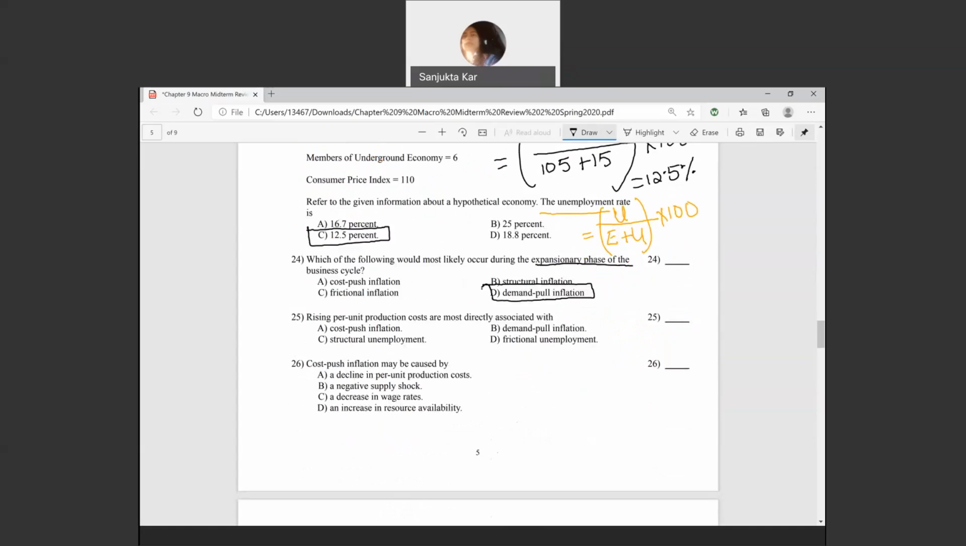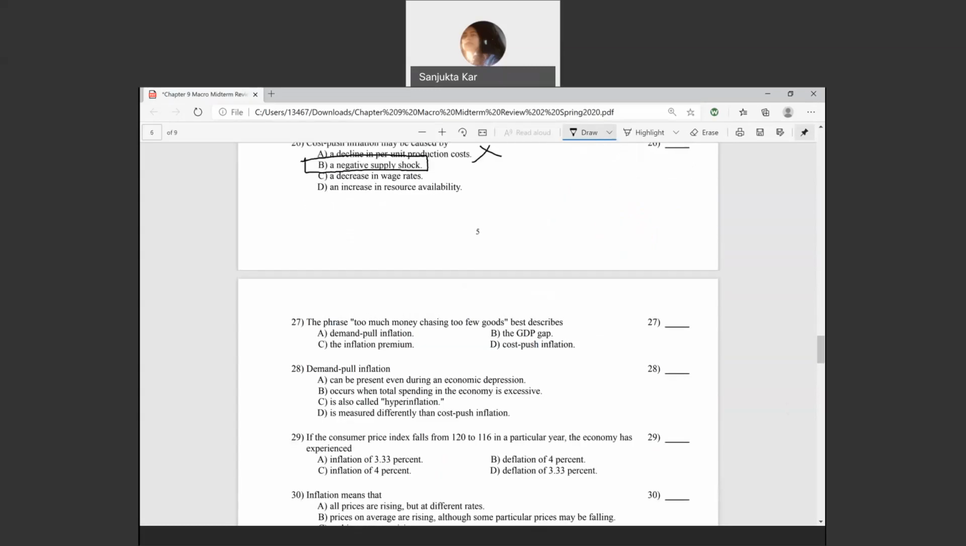25, we have rising per unit production costs. These are associated with cost push inflation. Then the cost push inflation is caused by, definitely not this one, question number 26, because it is not going to be caused by a decline in per unit cost of production, because in 25 we have the choice: cost push is caused by increasing per unit production cost. This will be this one, a negative supply shock. Ready?